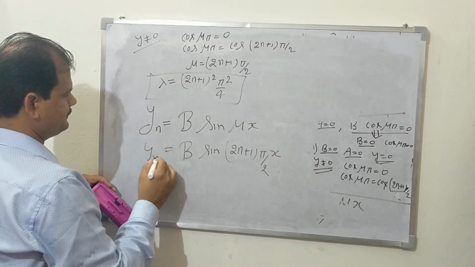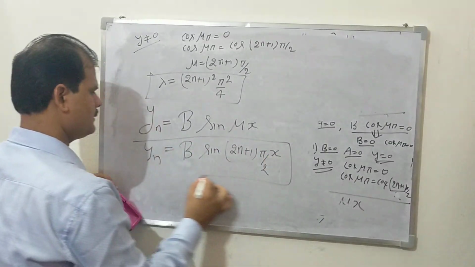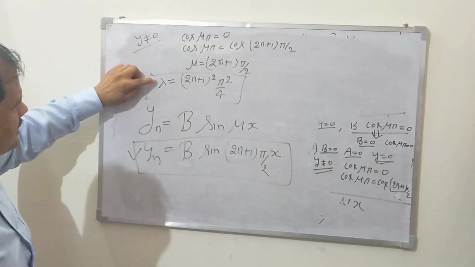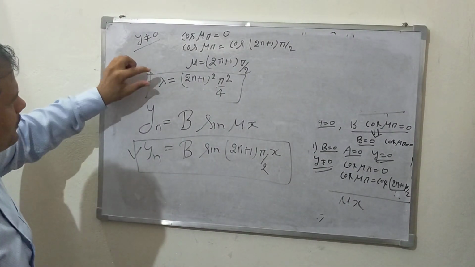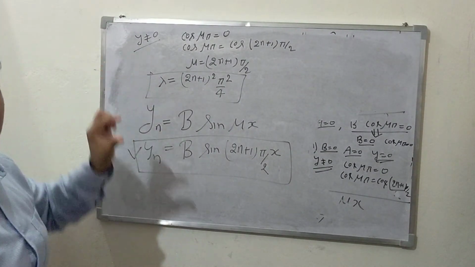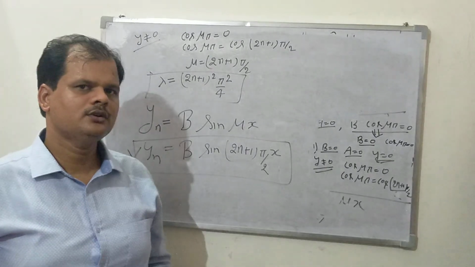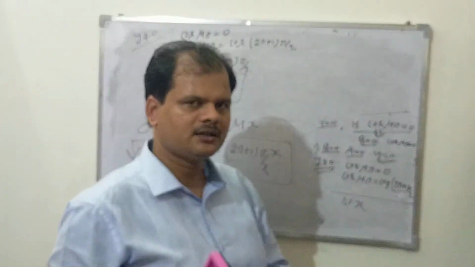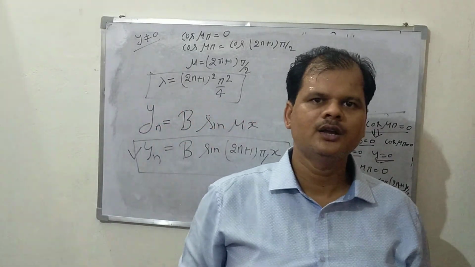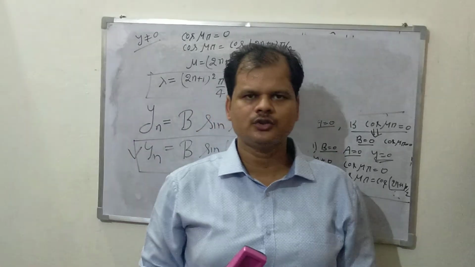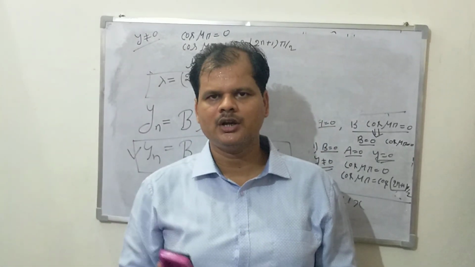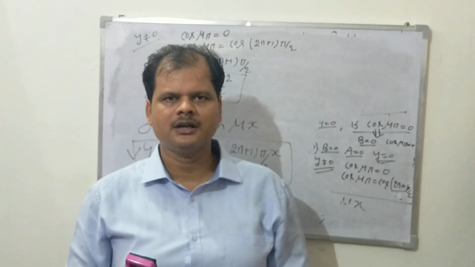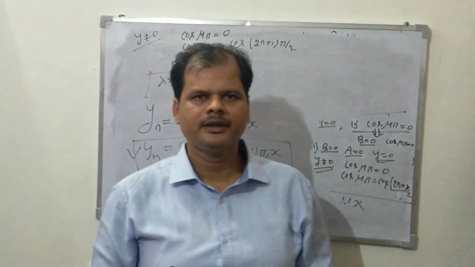So this y_n is called the eigenfunction and this lambda is called the eigenvalue, because corresponding to this lambda we are getting the non-zero solution. So in this way you can check at what values of lambda we are getting a non-zero solution. The non-zero solution is called the eigenfunction and the corresponding lambda value is called the eigenvalue. Okay, thank you.